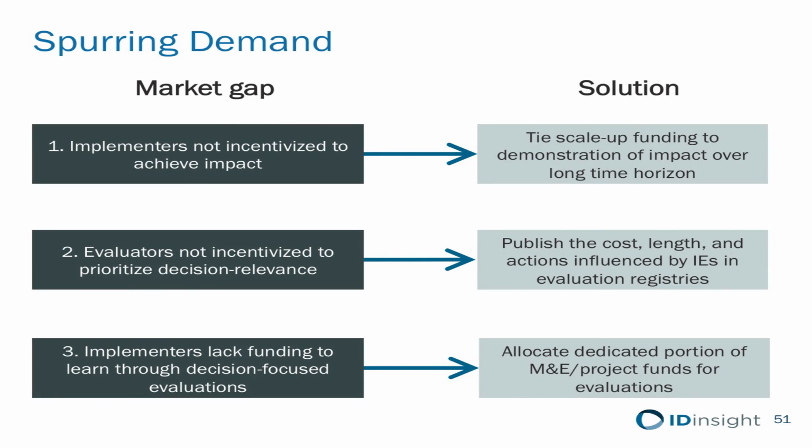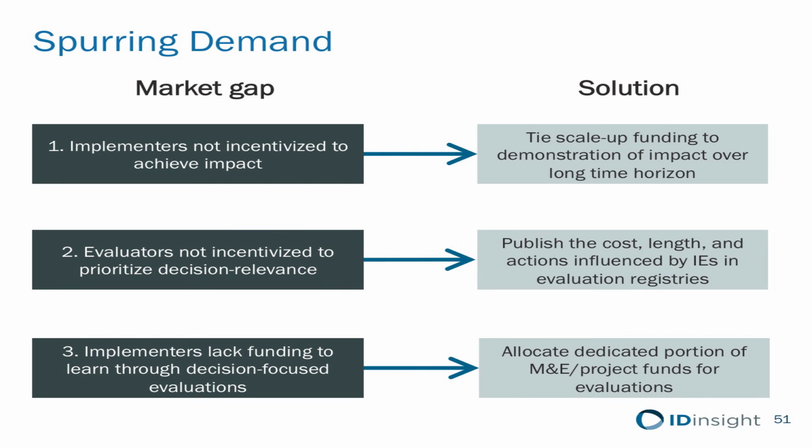And again, all these are initial ideas, and there might be many better ones out there. On the demand side, a lot of times implementers are not incentivized to achieve impact. And I think this is one area where there's been a lot of progress recently. So USAID DIV, the Global Innovation Fund, social impact bonds, there's a lot of thinking around this. And our only view is that we should tie scale-up funding to demonstration of impact, but allow enough time for the implementer to experiment, fail, learn, and really incentivize them to get better.